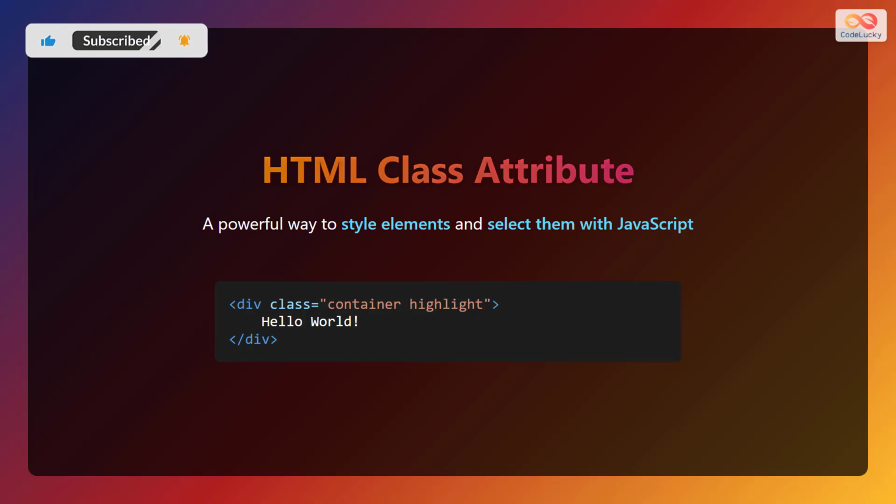Here's a code snippet that shows how to use the class attribute in HTML. We have a div tag with the class attribute set to "container highlight." Inside the div, there is the text, "Hello World." The class attribute allows you to apply CSS styles to this div, and also select it using JavaScript.